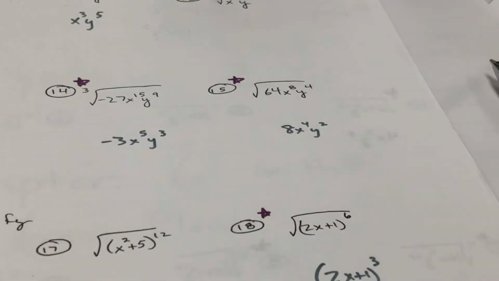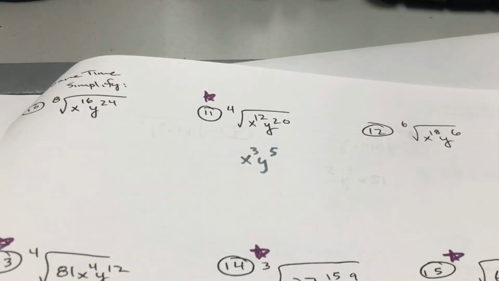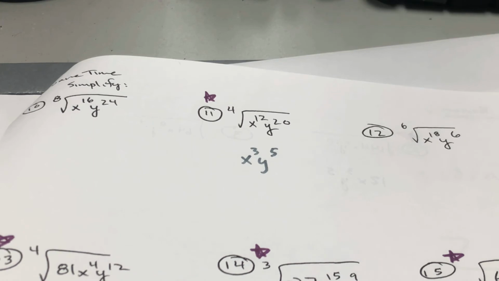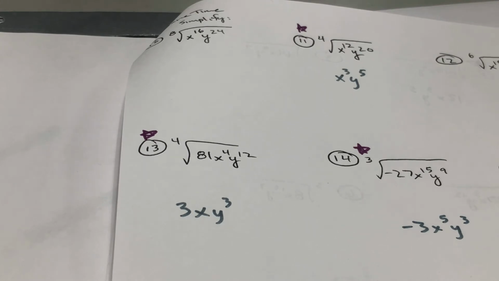I know that's weird. All right, game time. Here we are on 11. 4 goes into 12 3 times. 4 goes into 20 5 times. The fourth root of 81 is 3. 3 to the fourth is 81. 4 goes into 4 once. 4 goes into 12 3 times.